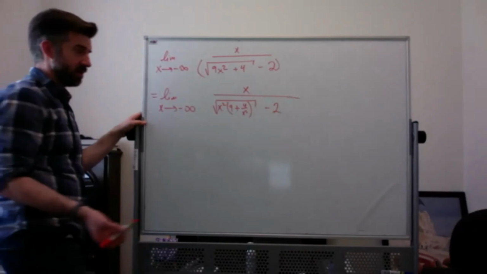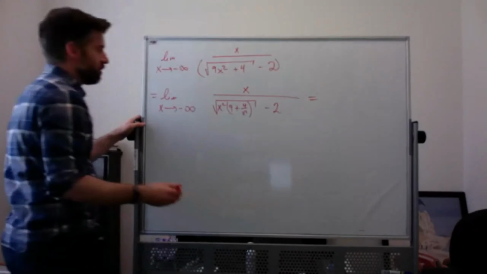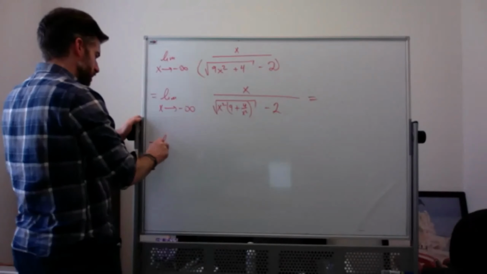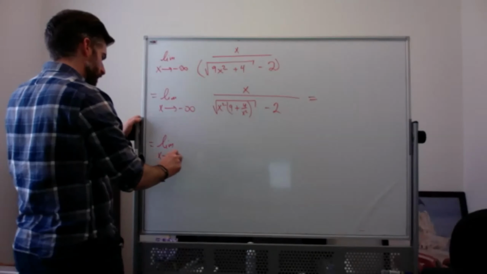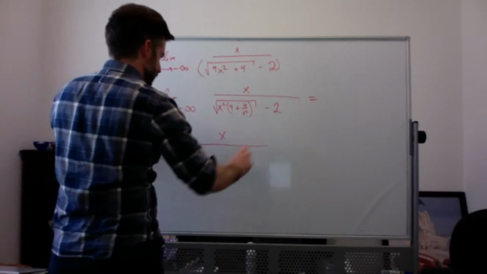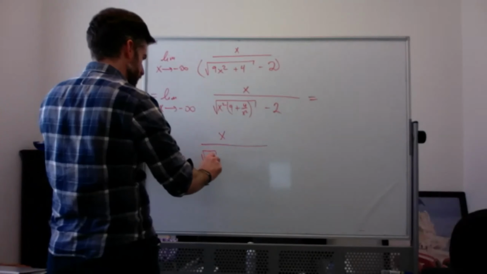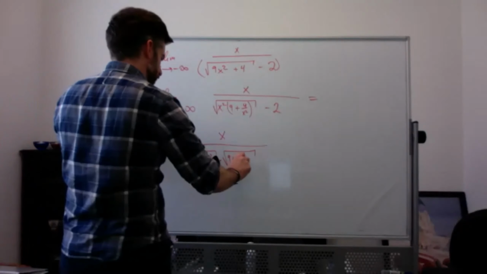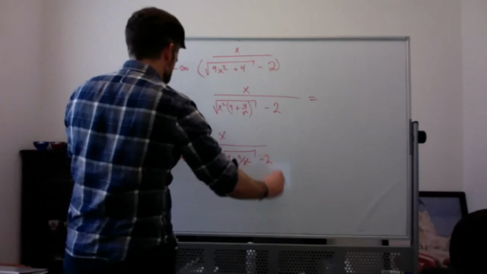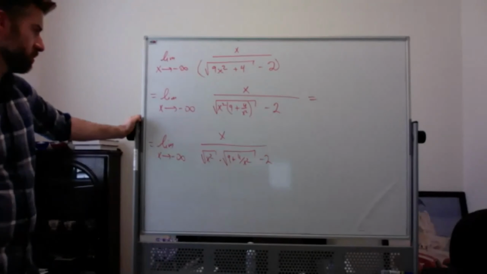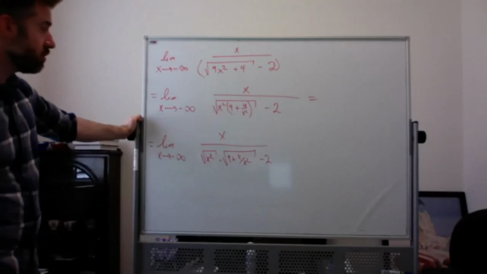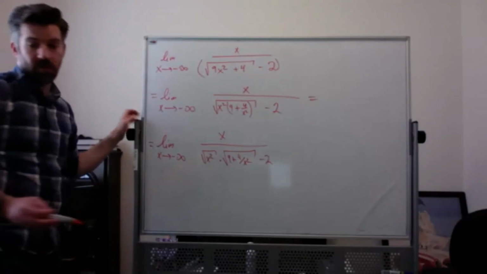Sorry, these are weird. And then the reason we factor out the x squared is so we can take the square root of x squared. So I'm going to break this up. Okay, so the square root of x squared times the square root of 9 plus 4 over x squared minus 2. Okay, so then what's the square root of x squared?